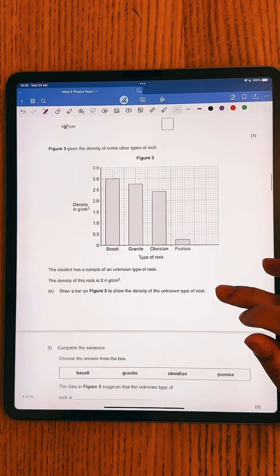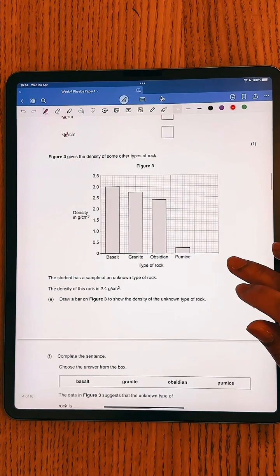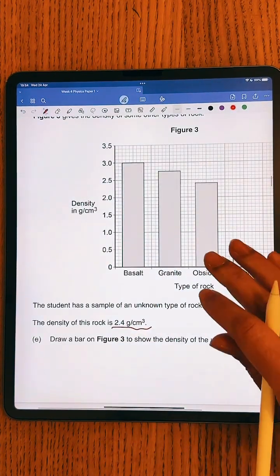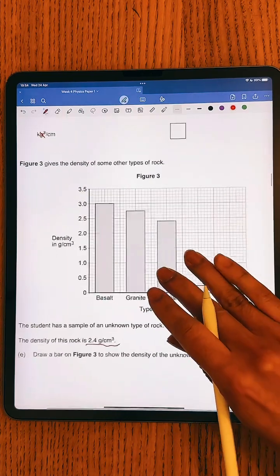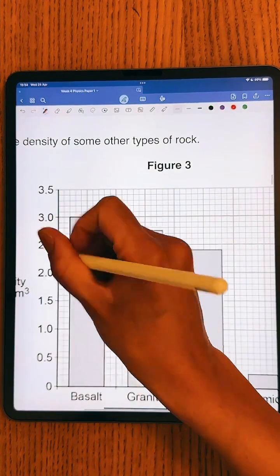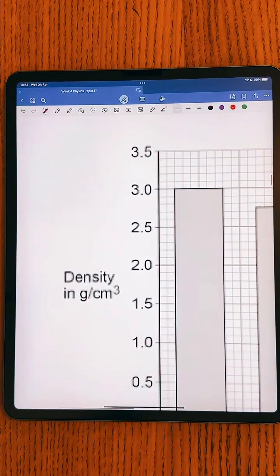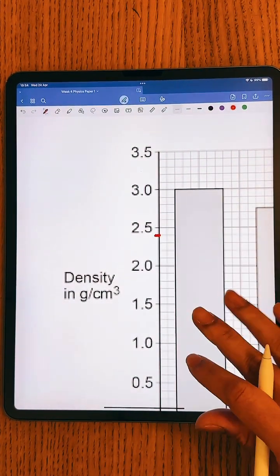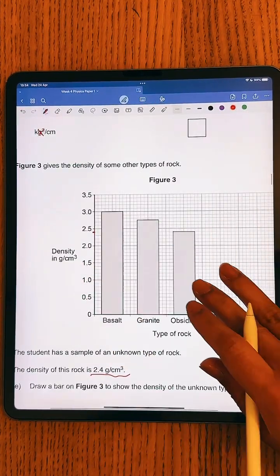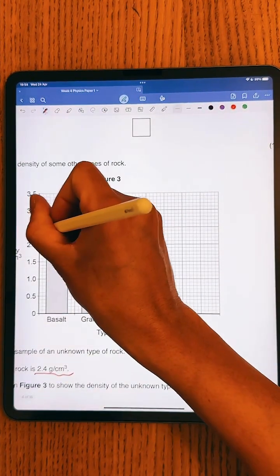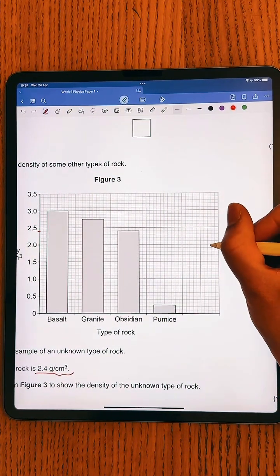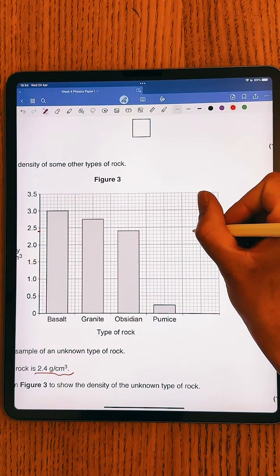Okay, next one. Draw a bar on figure 3 to show the density of the unknown type of rock. It says here it's 2.4 grams per centimeters cubed. So we need to find 2.4 here. So let's look at the scale here. Let's zoom into that. 2.4 is going to be around here, isn't it? It's going up in 0.1s. So you basically want to go one square below this 2.5 line. So I'd say it's around here somewhere.